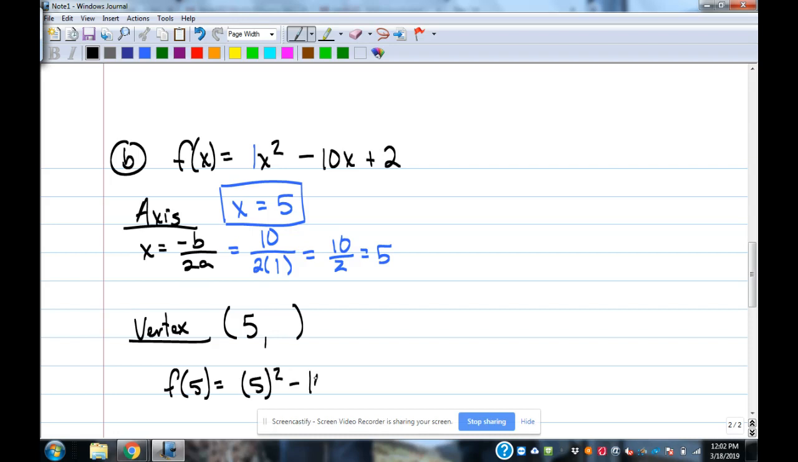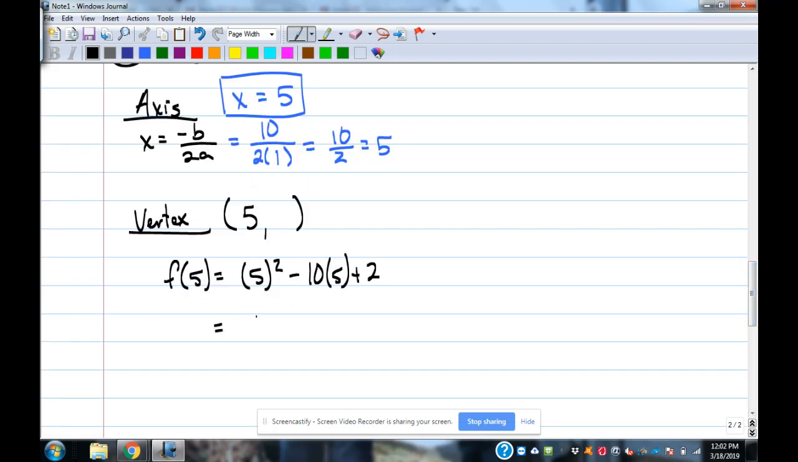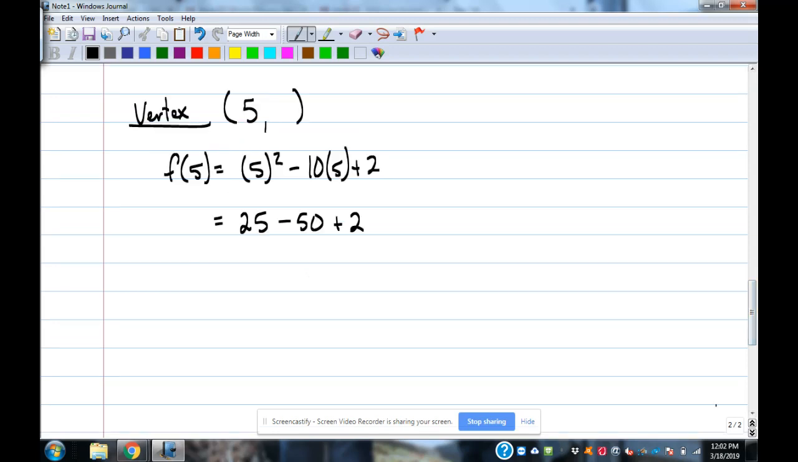5 squared, 10 times 5, and then plus 2. So 5 squared is 25 minus 5 times 10 would be minus 50 plus 2. So 25 minus 50 would be negative 25 plus 2. Negative. You owe somebody $25 and you paid them 2. You now owe them $23.